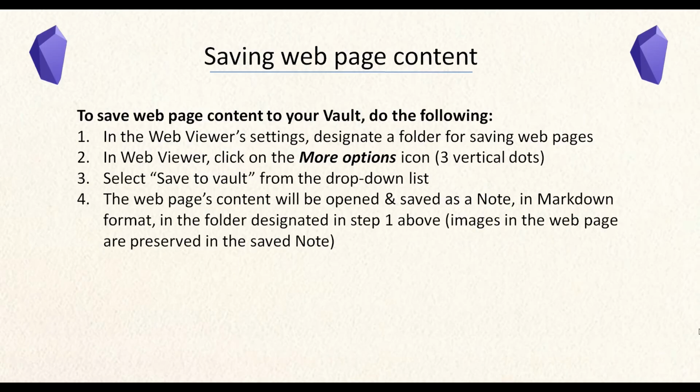Once you've set that up, in the web viewer, click on More Options. That's the 3 vertical dots in the upper right corner, right next to the eyeglasses, which was the reader mode icon. And from the More Options, select Save to Vault from the drop-down list. What will happen is the web page's content will be opened and saved as a note in Markdown format in the folder that you designated in step 1 above. And as I pointed out when I demoed it before, images in the web page are preserved in the saved note. Let's take a look at that now.